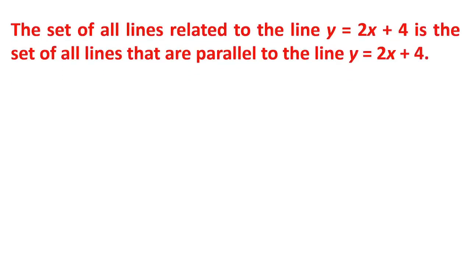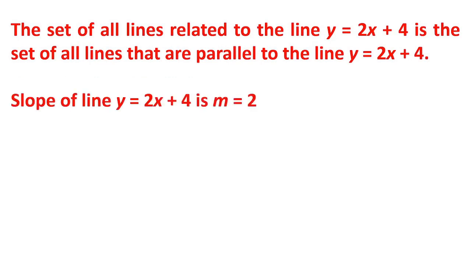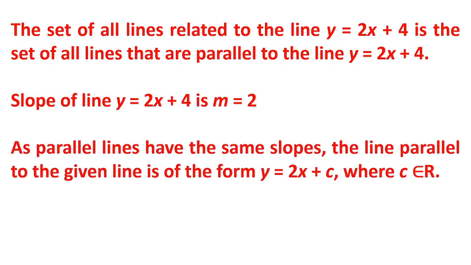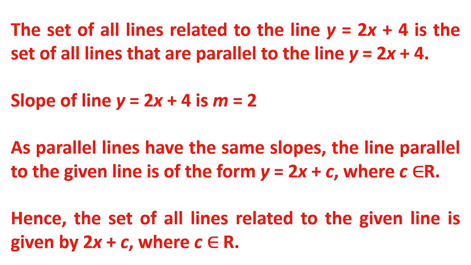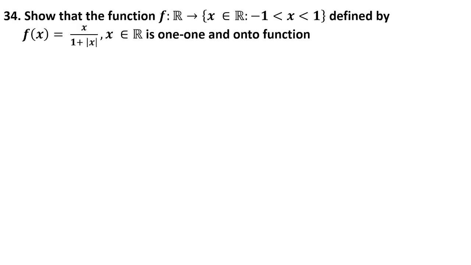What is asked now? They want the lines which are related to y equal to 2x plus 4. We know by the nature of lines, for parallel lines the slopes should be equal. As parallel lines have the same slope, y is equal to 2x plus c is the answer. Therefore, the set of all lines related to the given line is y is equal to 2x plus c.